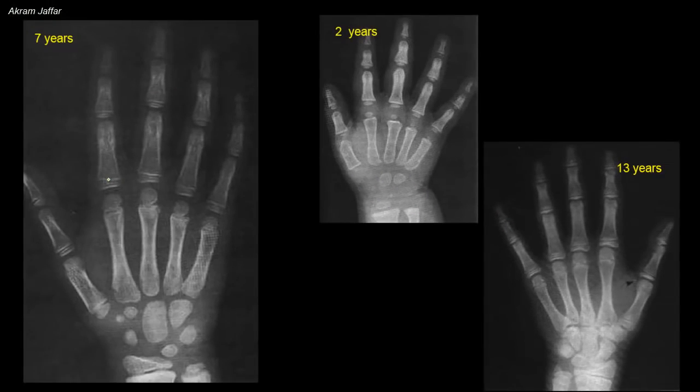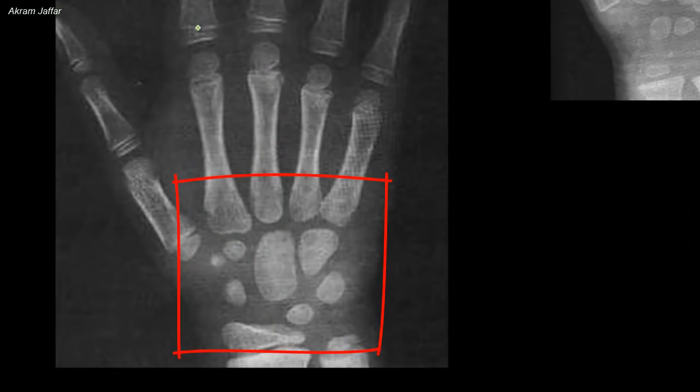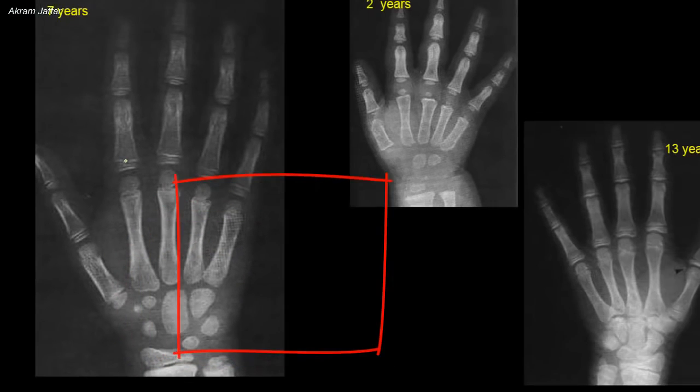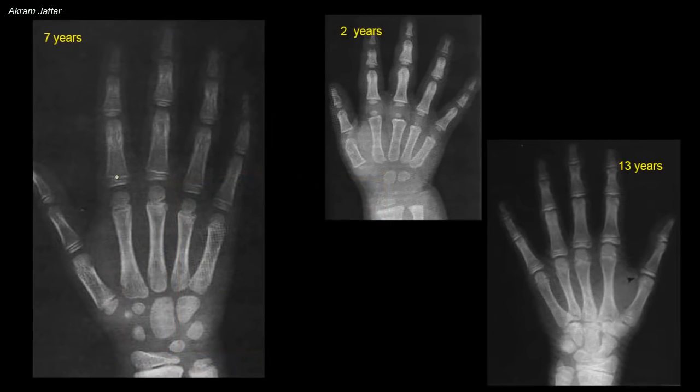The other carpal bones ossify in sequence according to their size, and the whole carpus, except the pisiform, is ossified by the 7th year. So you can see here, by 7 years of age, we have 7 carpal bones, except the pisiform. In the metacarpals, secondary ossification centers appear postnatally in the heads of the 4 medial metacarpals, but the secondary ossification center appears in the base of the first metacarpal. Secondary ossification centers also appear in the base of the phalanges.